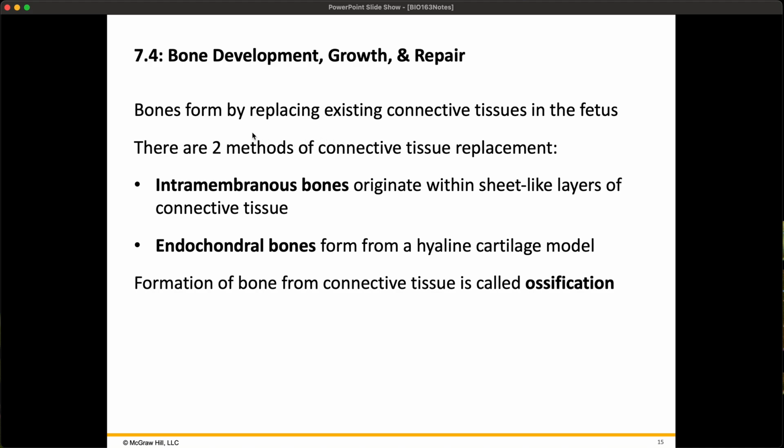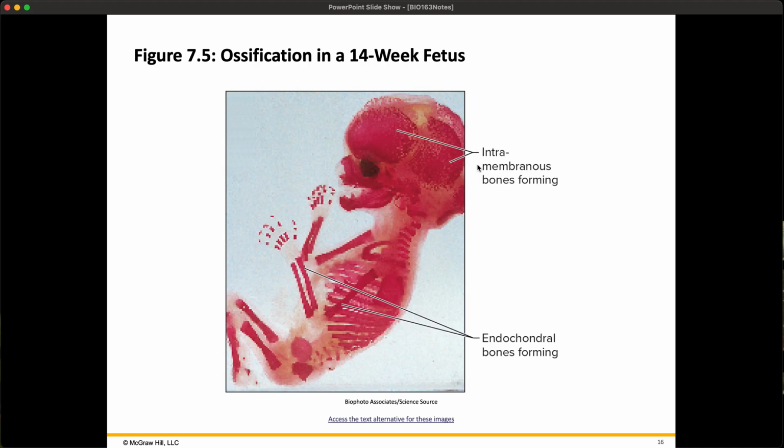Okay, so bones form by replacing existing connective tissues in the fetus. When we're developing in utero, we are first given this cartilaginous model, and then depending on where it is, there are two different processes for ossification, for this formation of bone tissue. Intramembranous is forming these sheet-like layers of connective tissue, whereas endochondral is from this hyaline cartilage model. And we'll see most of our bones are endochondral ossification. Here you can see the intramembranous. You can see how they look like this sheet layer. This is skull bones, so it's hard to see too much detail. And then this is endochondral ossification along the ribs, the bones of the arms, the legs, the femurs, the pelvis, that stuff.